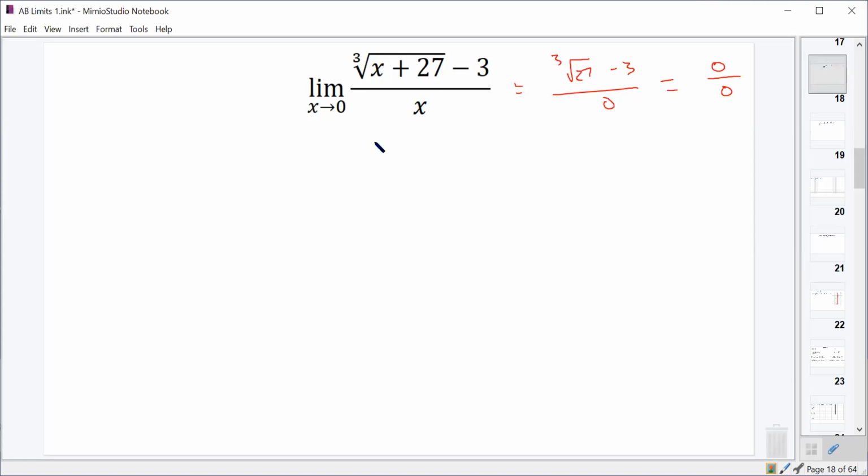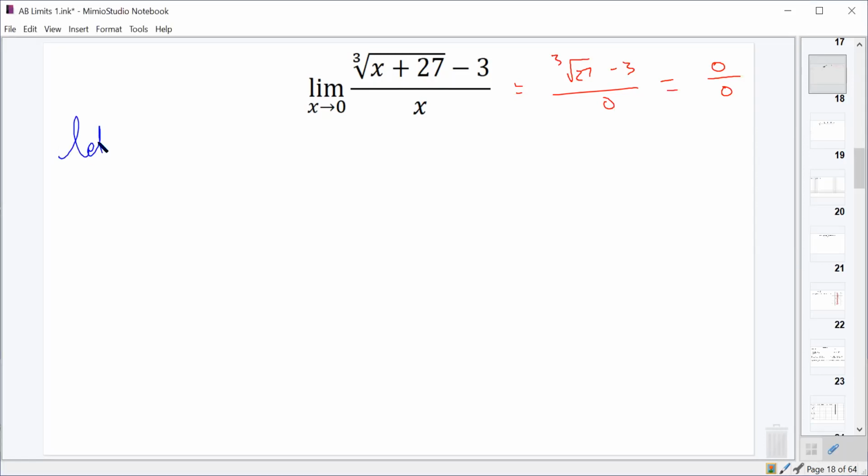Probably don't see a real good way to factor out anything. What part of this is giving us the most trouble, do you think? The cube root. Yeah, all this cube root nonsense, right? This cube root of x plus 27. How about we just get rid of that? Anybody opposed to just getting rid of it completely? Go for it. All right, that's the plan.